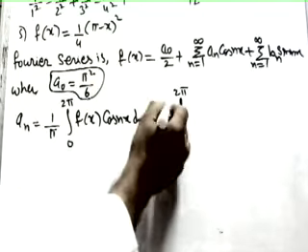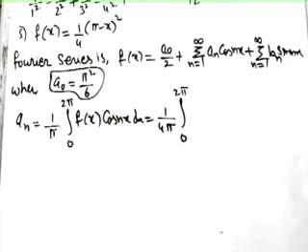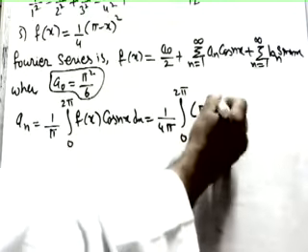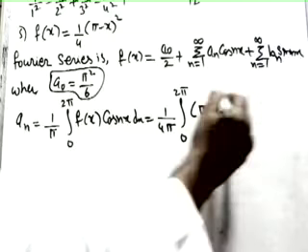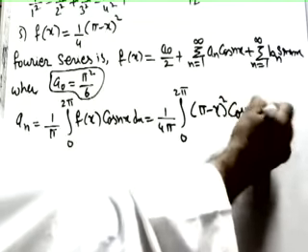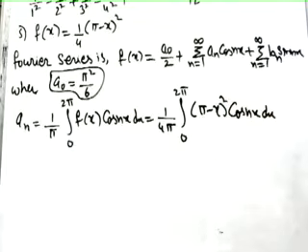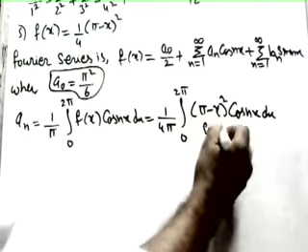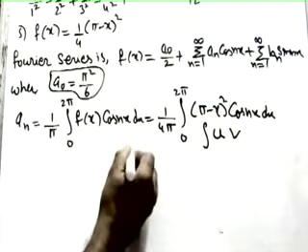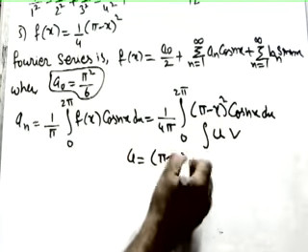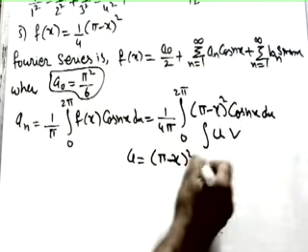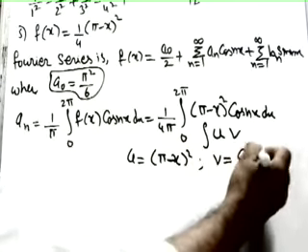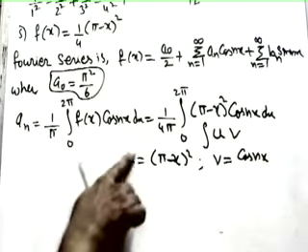1 by 4 is a constant, we can write this 1 by 4 outside. So we can write this as 1 by 4 pi, and what is left here? (Pi minus x) whole square into cos nx dx. Okay. Now see here, to expand this one, we have to take this as integration of uv. So u here will be (pi minus x) whole square and v is cos nx.